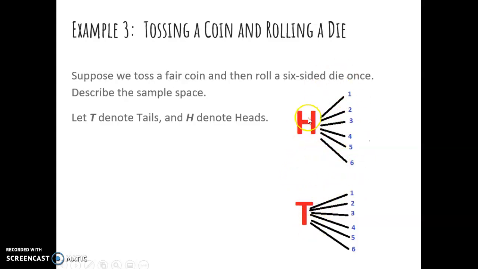You could toss the coin and get heads, or you could get tails. Then you would roll the die. If you roll the die, after you flipped it and got heads, you could roll a 1, a 2, a 3, a 4, a 5, or a 6. If you flip tails first, then your die could be a 1, 2, 3, 4, 5, or a 6. So there's 12 outcomes here. There's a heads and a 1, heads and a 2, heads and a 3, heads and a 4, heads and a 5, heads and a 6. Same thing with tails, tails 1 through 6, total of 12 outcomes.